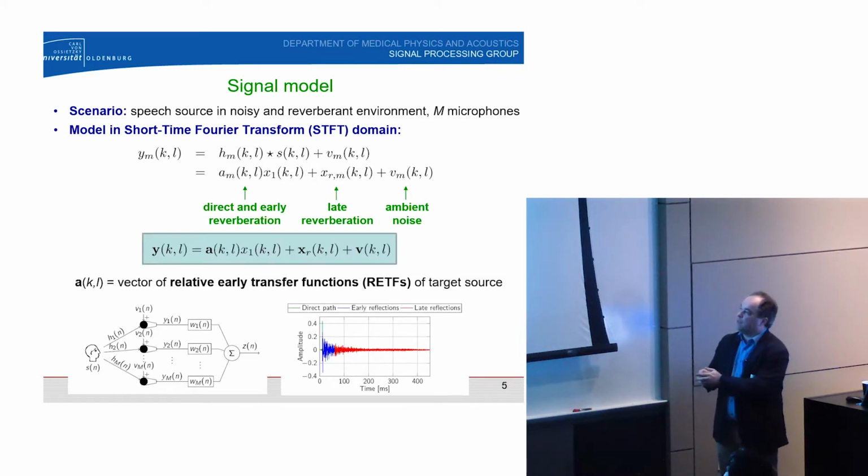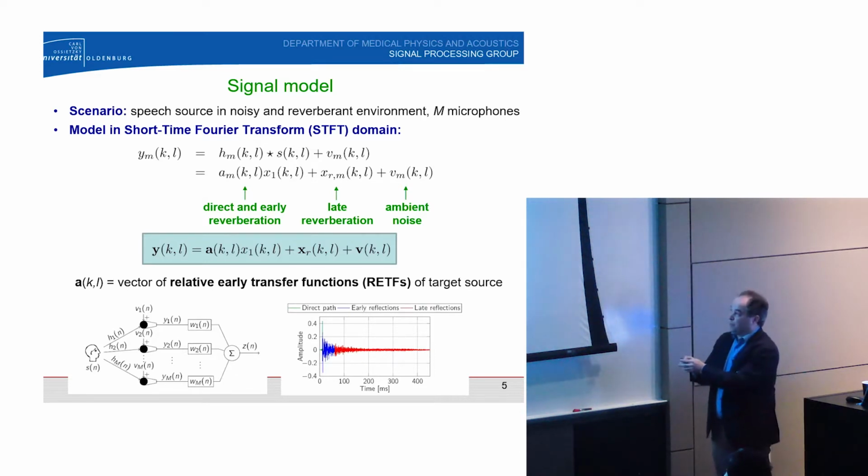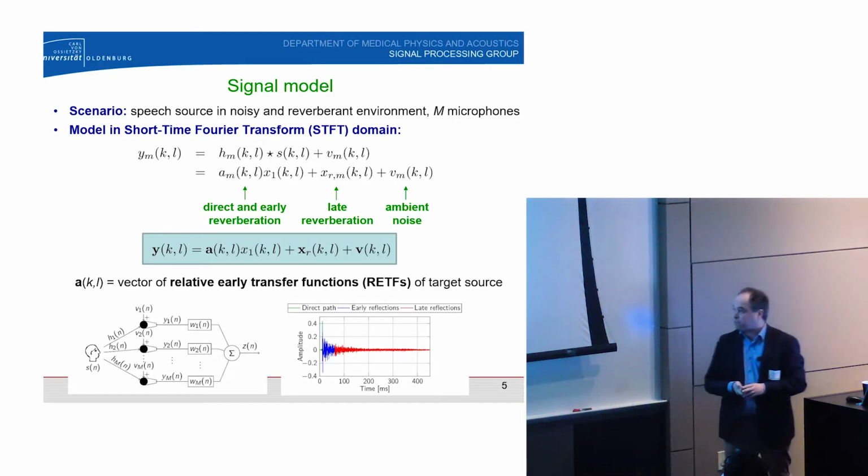If we stack everything in one vector, then this can be easily written as the vector of observations equal to, you could call it the steering vector, times the early and reverberant part in the reference microphone, without loss of generality the first microphone, plus the reverberant part and the ambient noise. So basically, the idea will be to remove the reverberation and the ambient noise to estimate this X1.